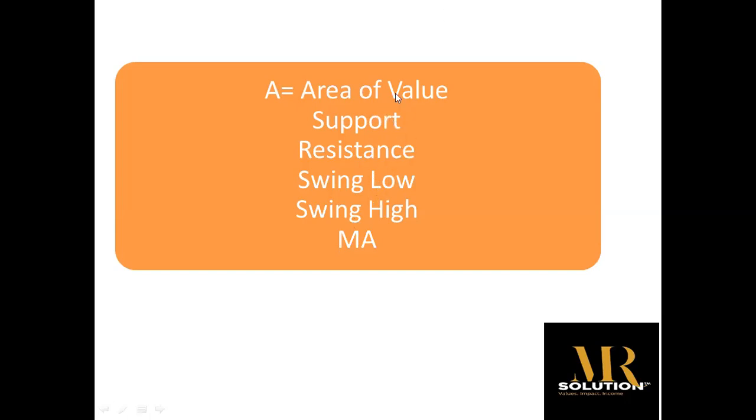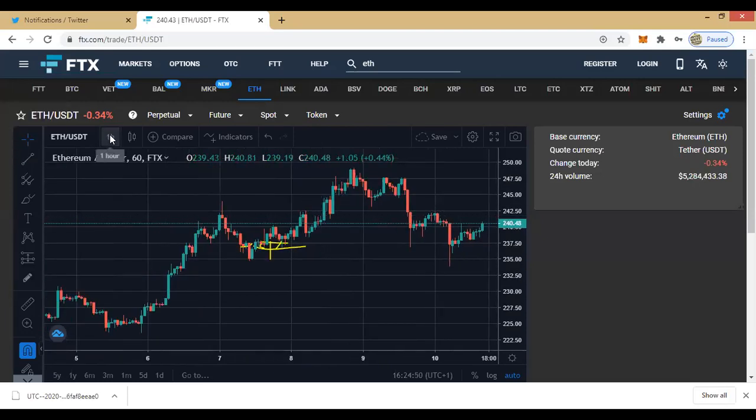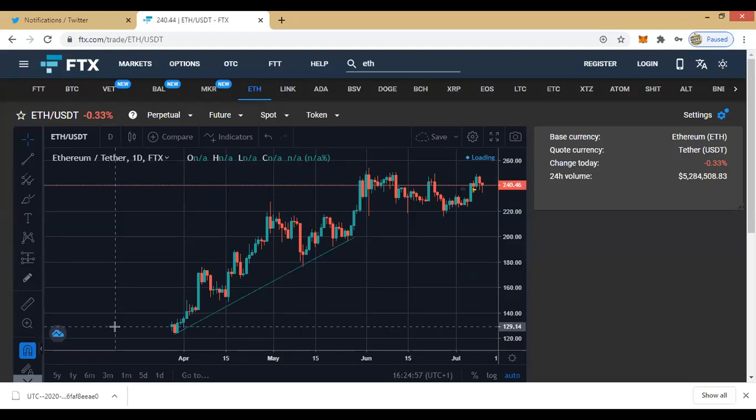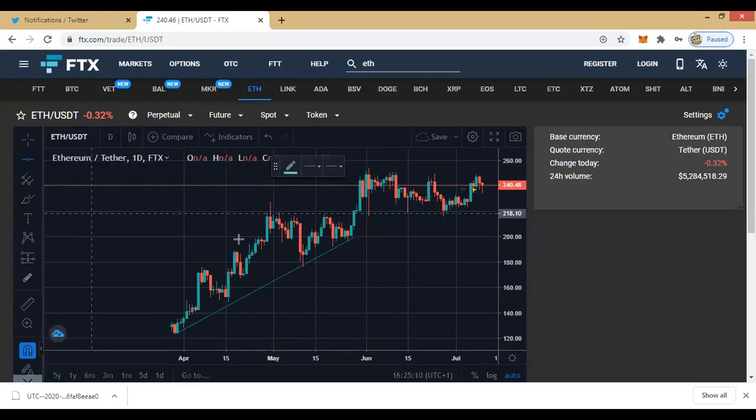Let's look at the same charts we've been using all along. That's the Ethereum chart. We are using the 1 hour time frame. Let's go back to our daily time frame to know what is happening. Now you can draw your support and resistance to know the area of value where the price is at this point in time. Generally, the market structure is an uptrend, so we've already established that.